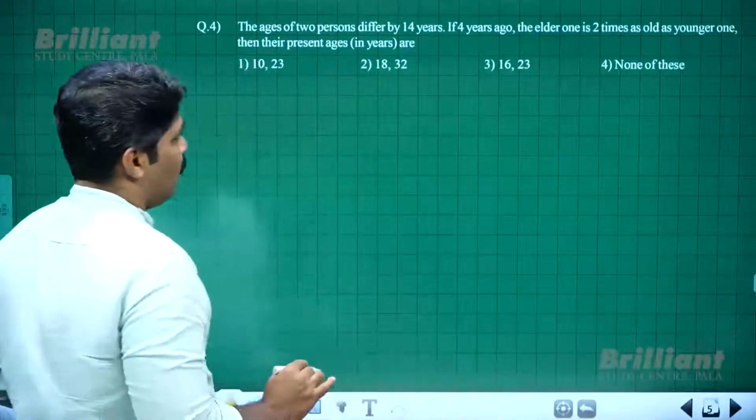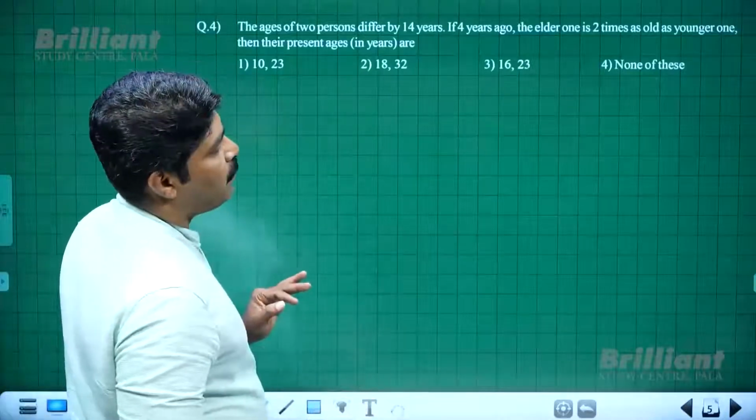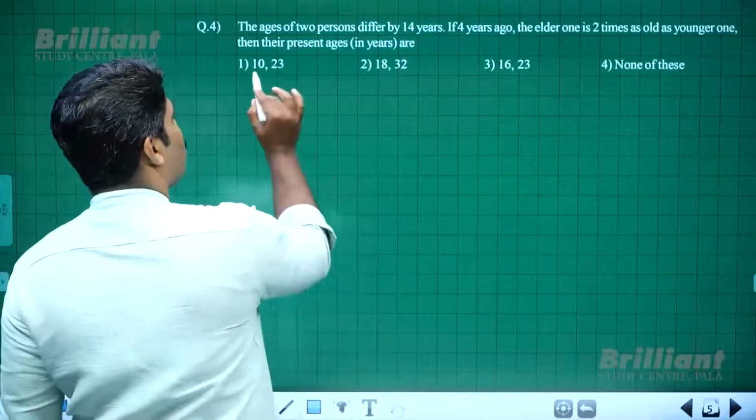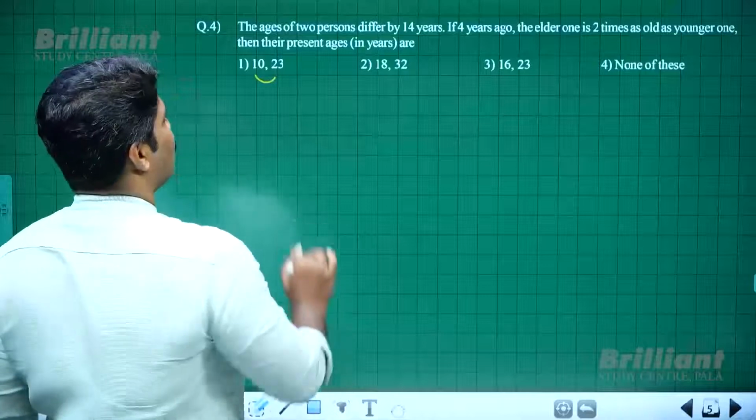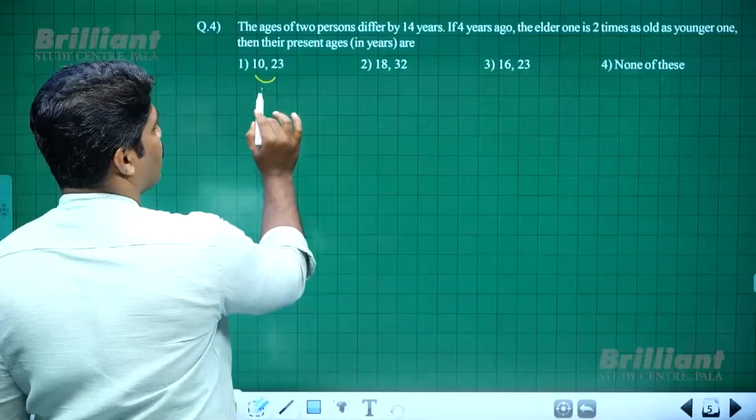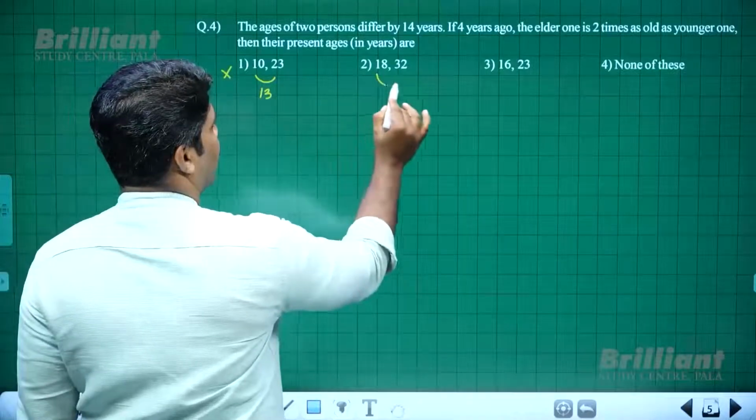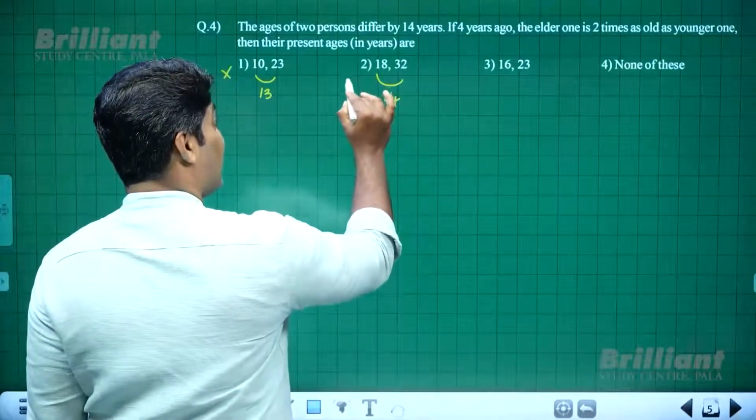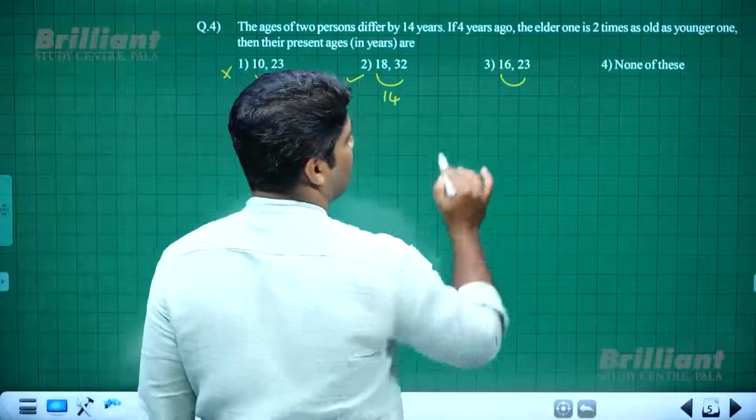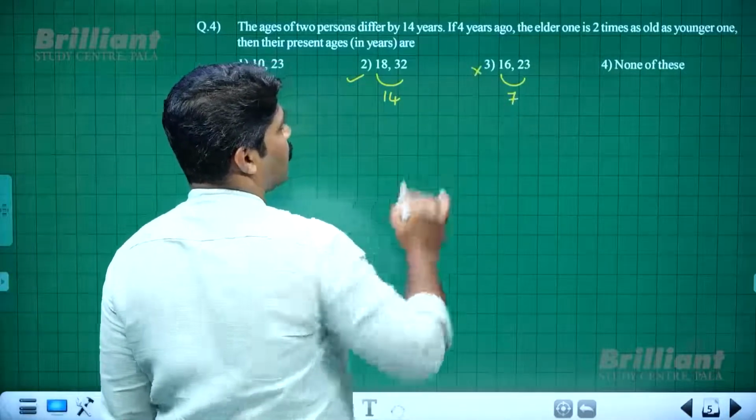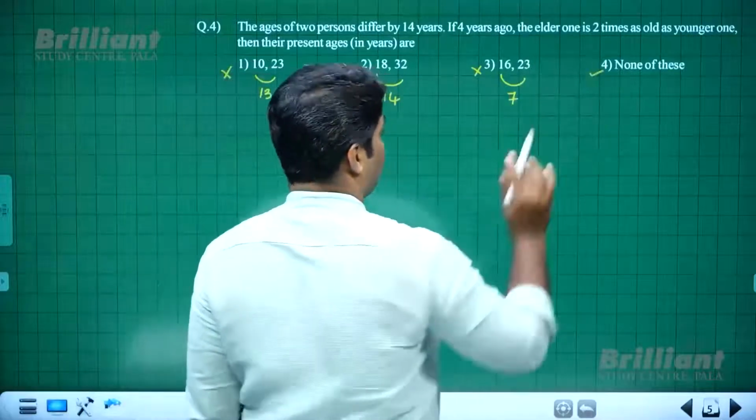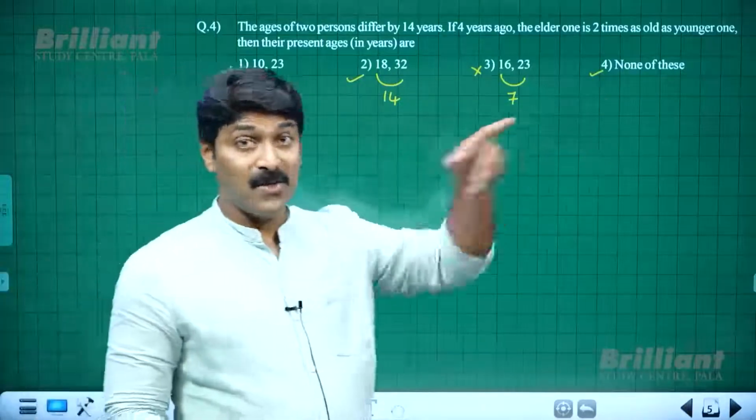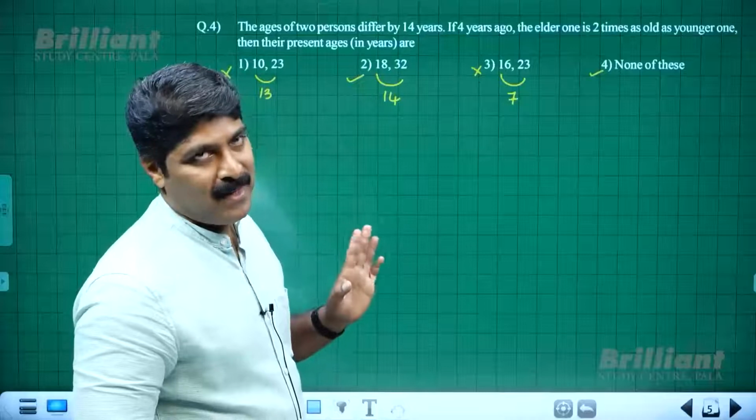By using that logic, here the difference is 14 years, and we have to find the present ages of these two persons. First of all, observe which option contains the difference as 14. Here the difference is not 14, it is 13. Therefore this is not the answer. What about this one? This is equal to 14. Yes, there is a chance for this one. And this one is 7 only. Therefore this is not the answer. And there is a chance for none of these also. Clear? That's the situation. Because we are not sure, just because of the presence of none of these. Otherwise we could conclude this is the answer.